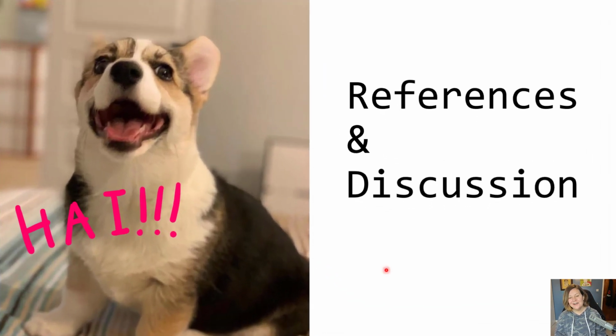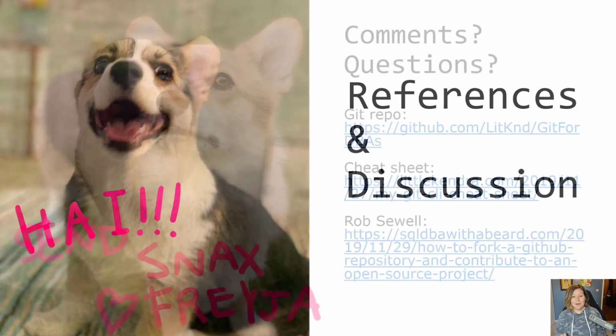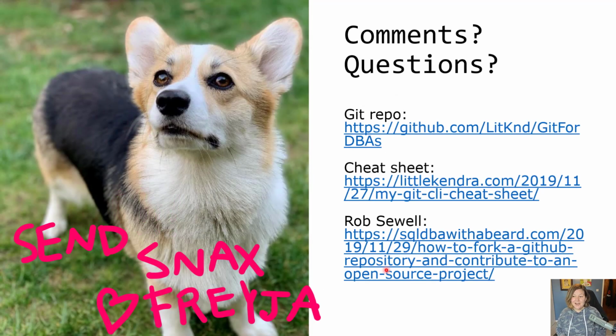All right, so references for what we've covered. I hope you find the Git repo useful. I also have a cheat sheet on the Git CLI that you might find useful. And Rob Sewell has done a really, really terrific write-up of using GitHub, how to fork repos, how to use it to contribute to open source projects.